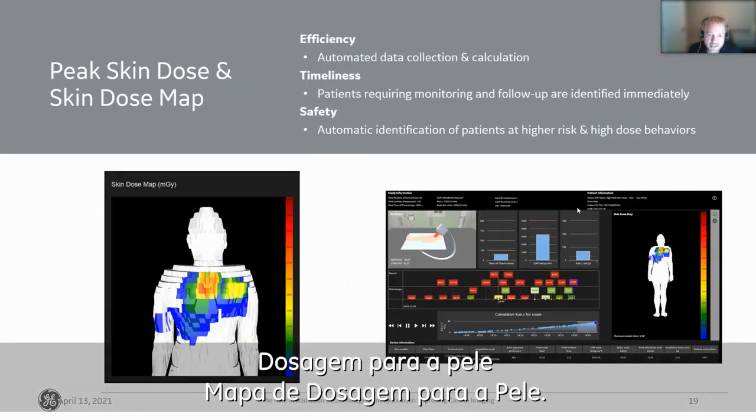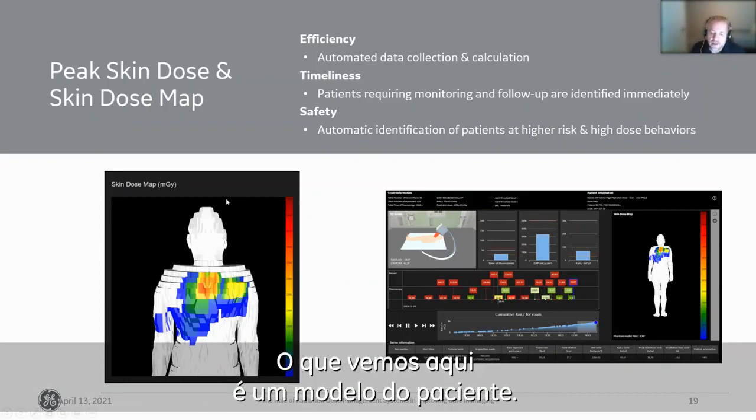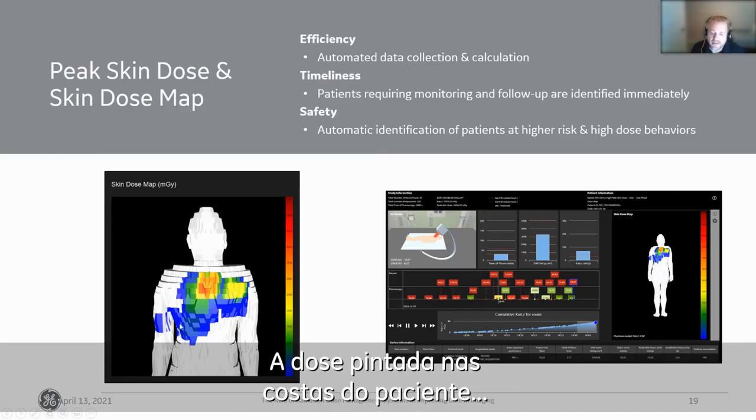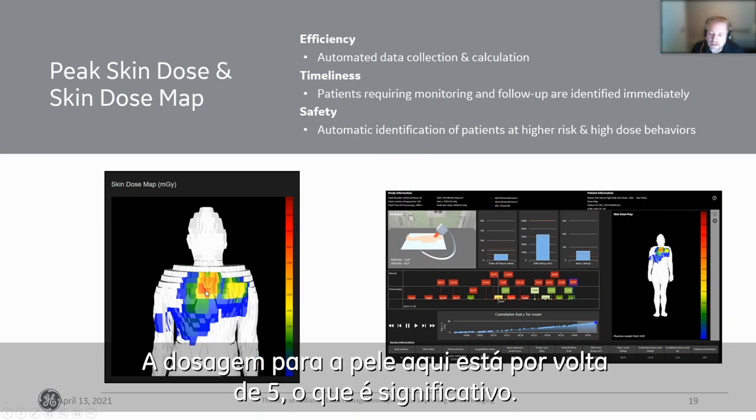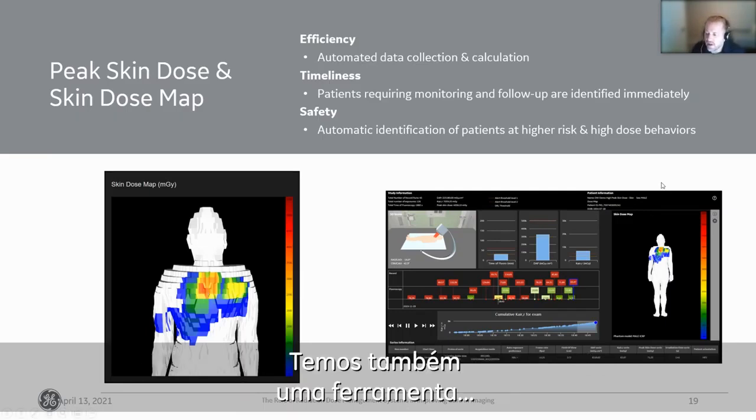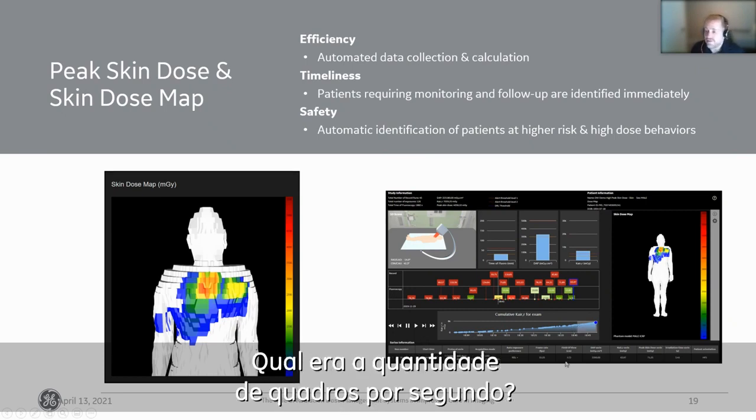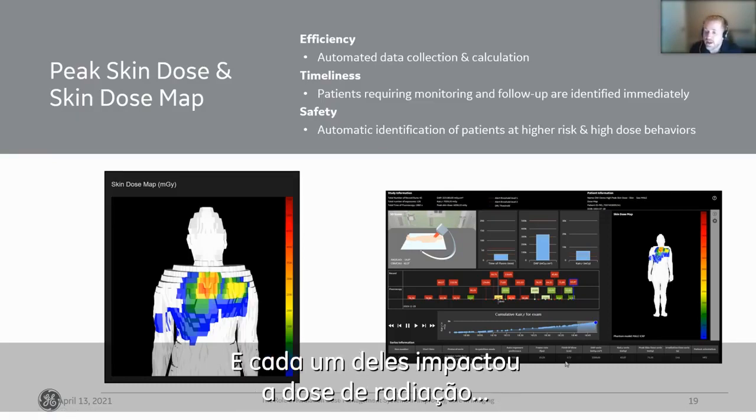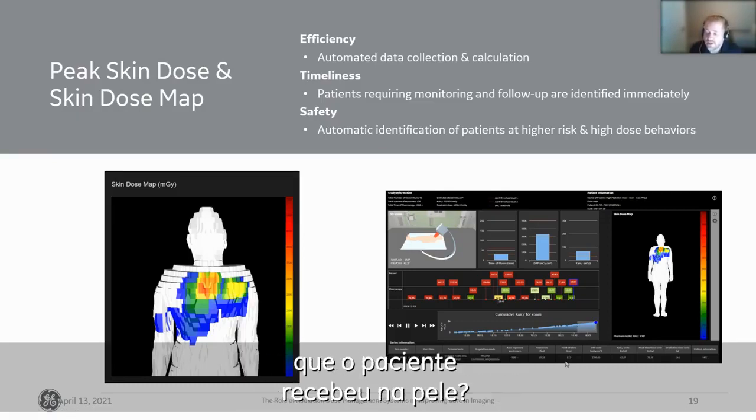And lastly, I'll talk about peak skin dose and skin dose map. So what you're seeing here is a model of the patient, right? You see the dose painted onto the back of this patient. You see where the hot spot is. And the peak skin dose here is roughly around 5 gray, so very significant. And you also see a tool that helps you explore the procedure. So what happened over the course of the study? How many times did they irradiate the patient? At each of those time points, what was the field of view? What was the frame rate? Are any of those impacting the dose the patient received on their skin?